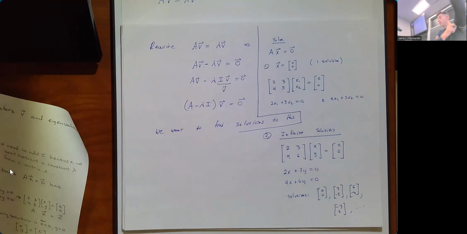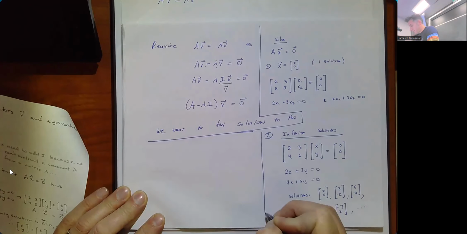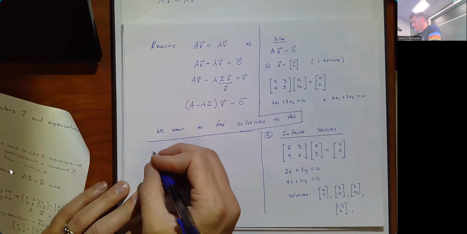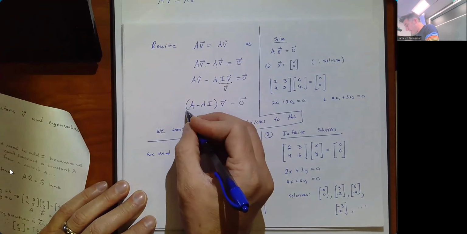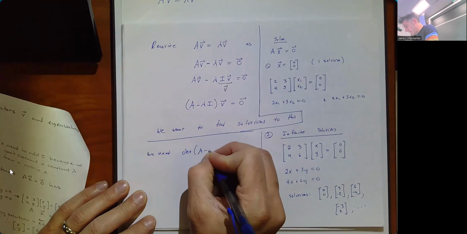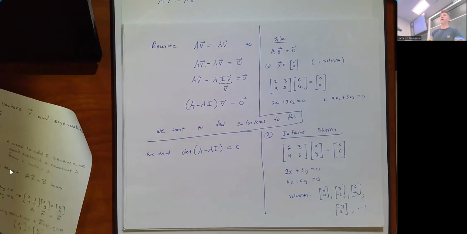Okay, so here's what we need. For this to be meaningful in any sort of way, shape, or form, we need the determinant of that matrix, A minus lambda I, to equal 0. And that's how we're going to find the eigenvalues.